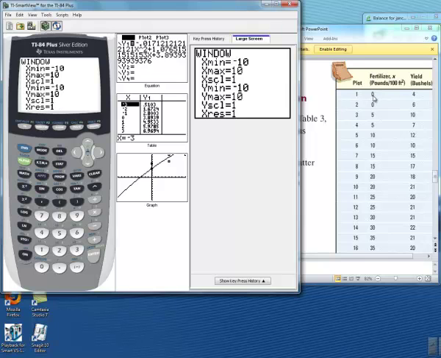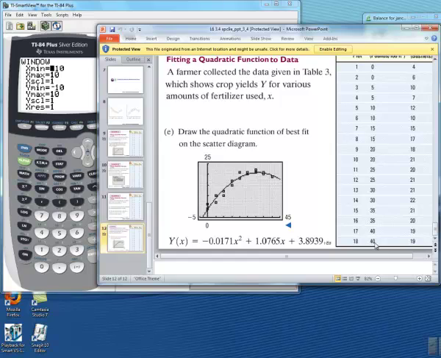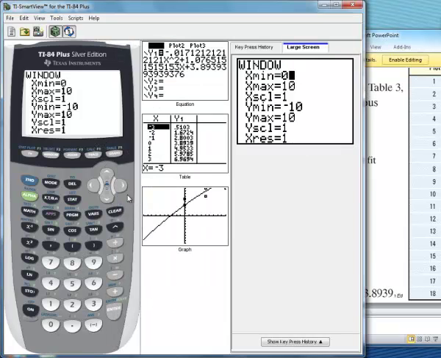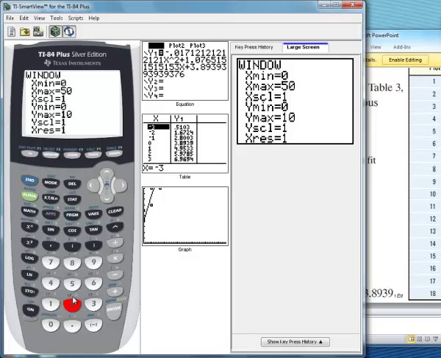So you can go to window, and since this is going from 0, the x value goes from 0 to 40. We're going to go x min is 0, and then x max, we're going to go a little bit further, to 50. And then the same for y. The y values go up to 19. So y min is 0, and y max, we're going to go to 25, a little bit further than 19 so we can see the whole thing.